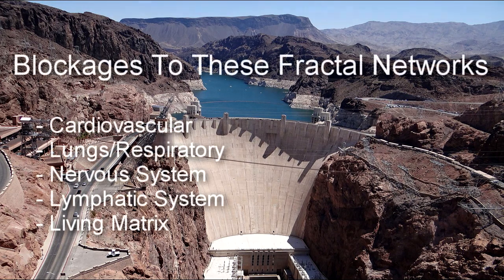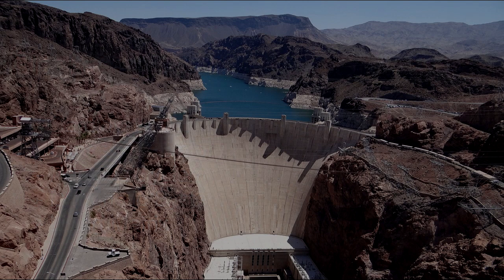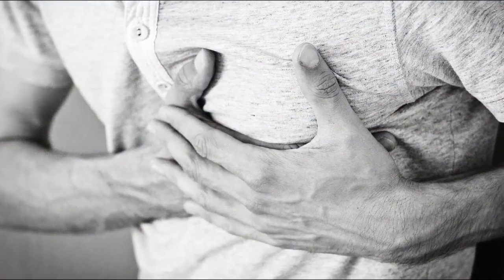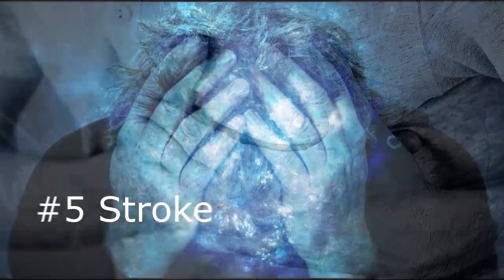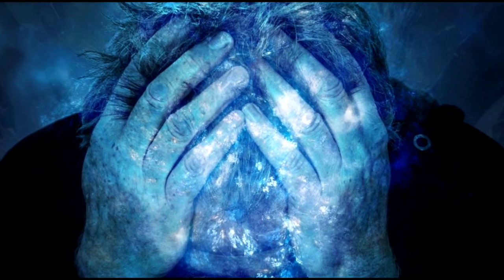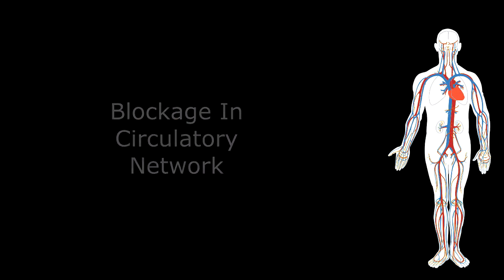Let's just go through all 5 and look at diseases that can result because of blockages or a damming of these fractal branching networks. Number 1 is blood vessels. So heart disease is the number 1 cause of death. Stroke is the number 5 cause of death. Both related to blockages mainly in the fractal branching network of your circulatory system.